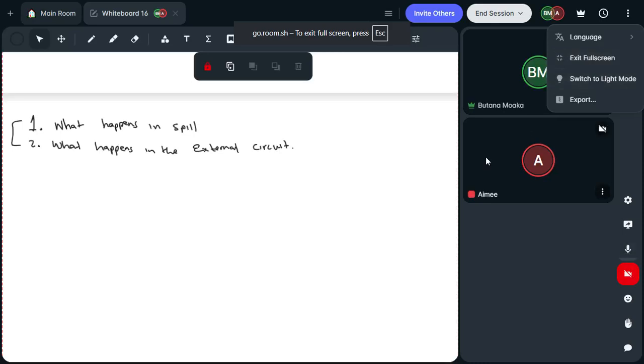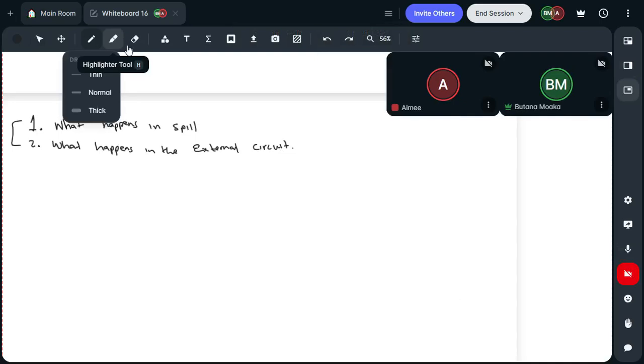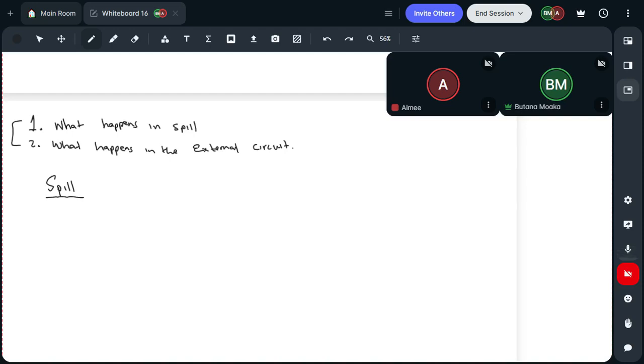So now, when we look at this one, okay, let's start with the spill. What happens in a spill? For the spill, what I need you to note is that we have motor and we also have generator. Generators. Okay?